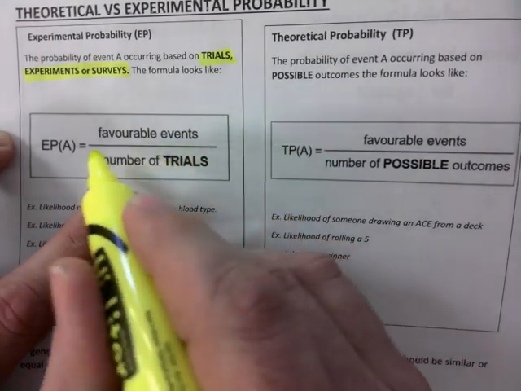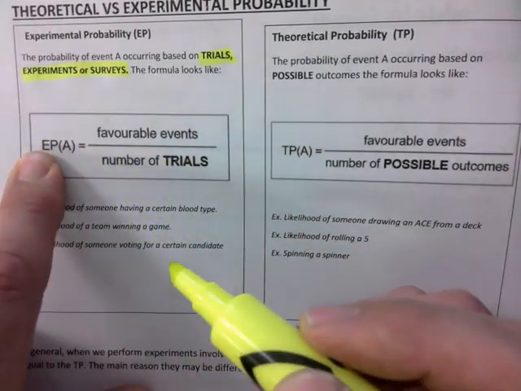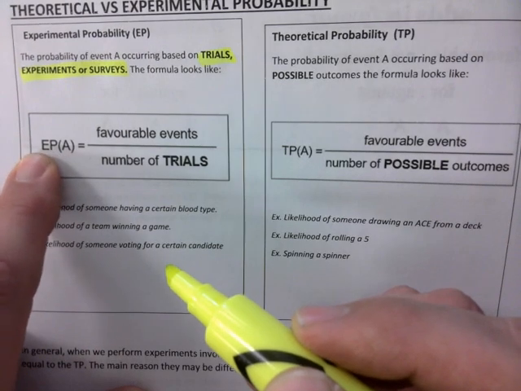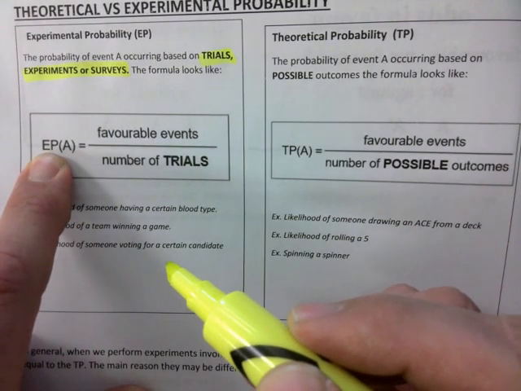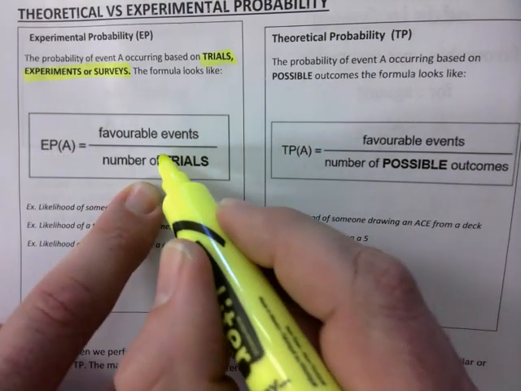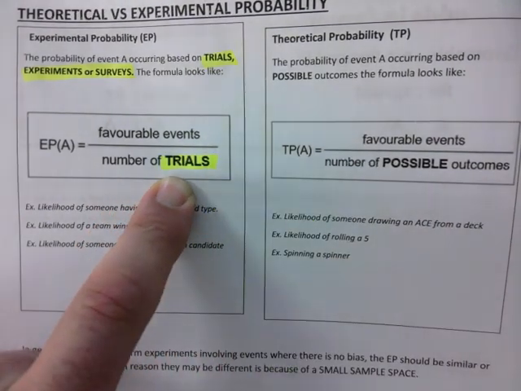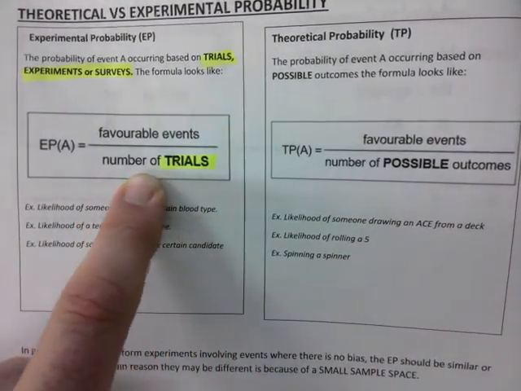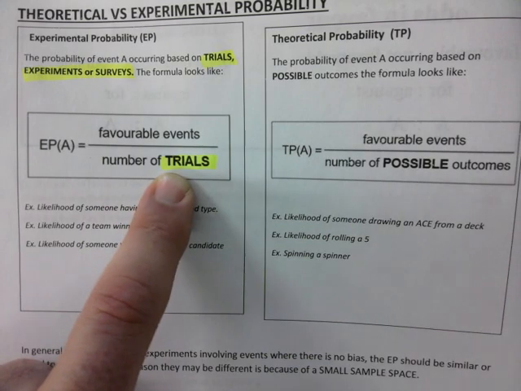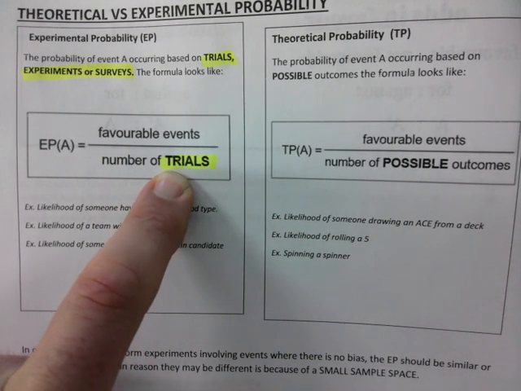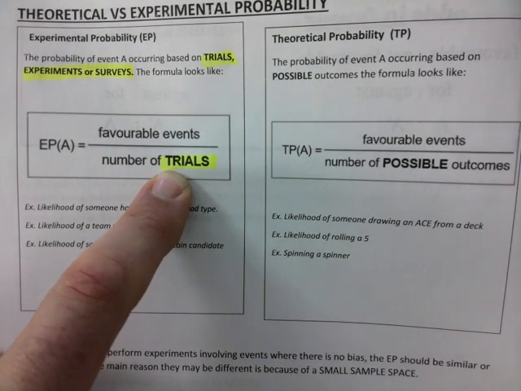When it comes to experimental probability, I will always use EP when I'm specifically talking about experimental. And so the total number of trials will go in the denominator. How many times did you try this? How many times did you roll the dice, right?